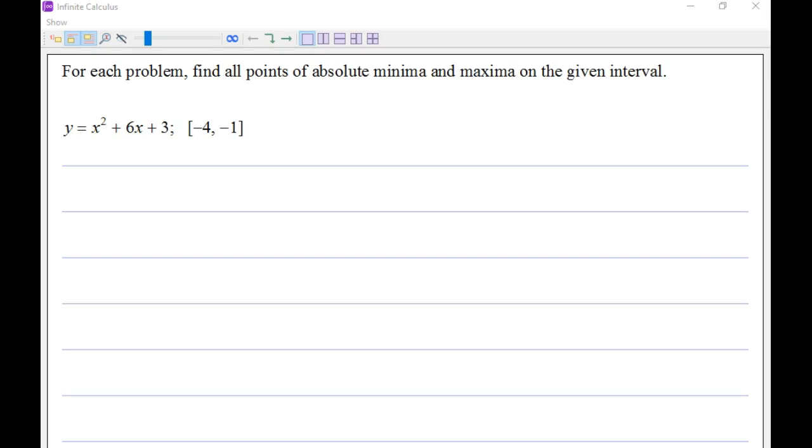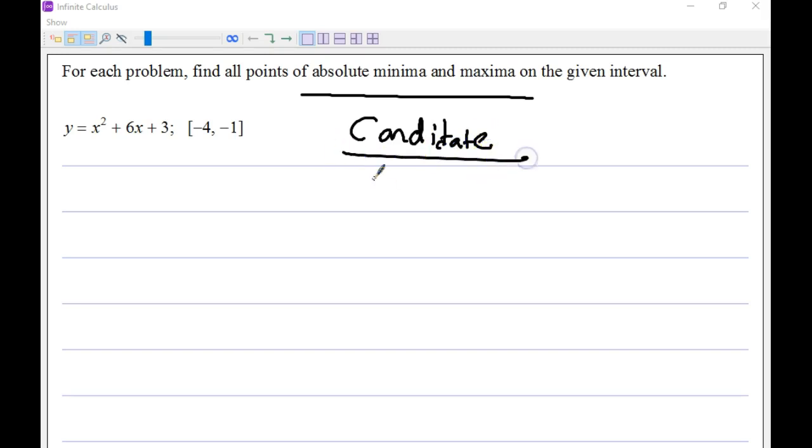So for each problem, find all points of absolute minima and maxima. As you guys know, that means candidate test, right? Candidate test means critical values and endpoints.